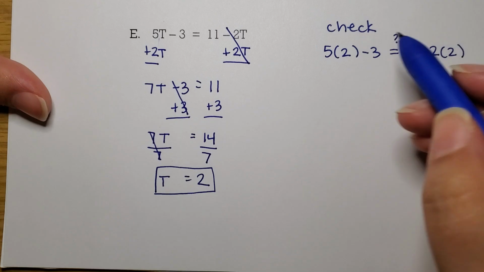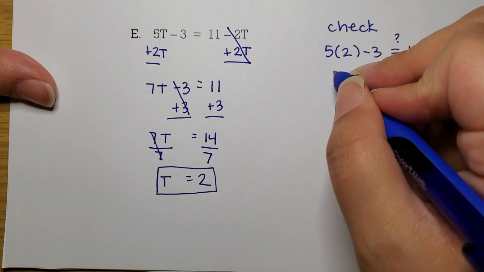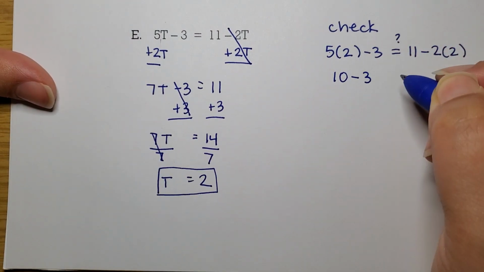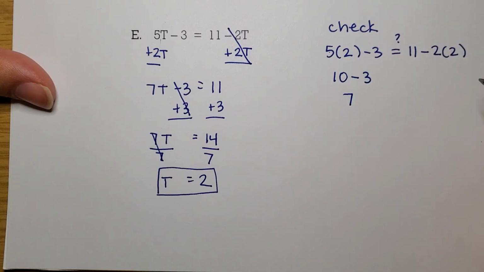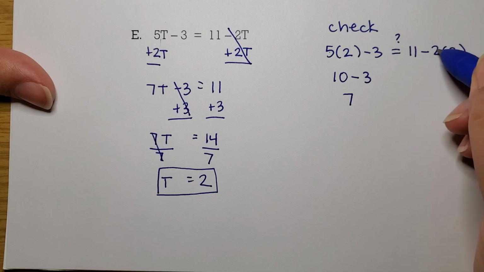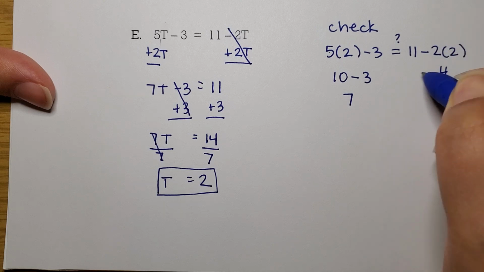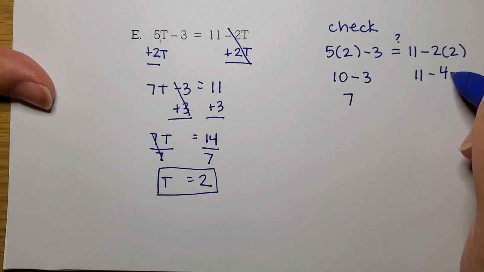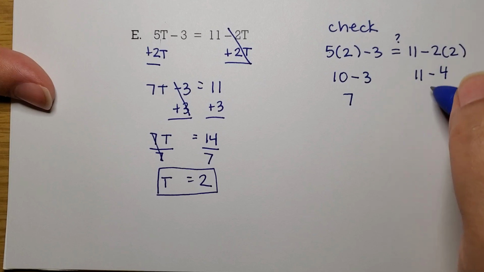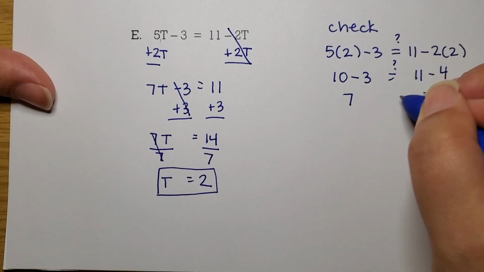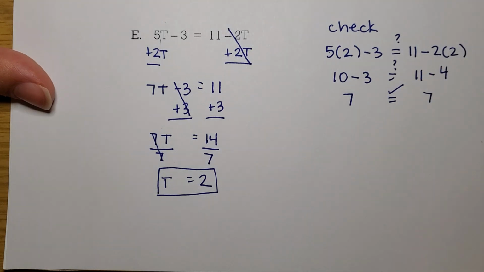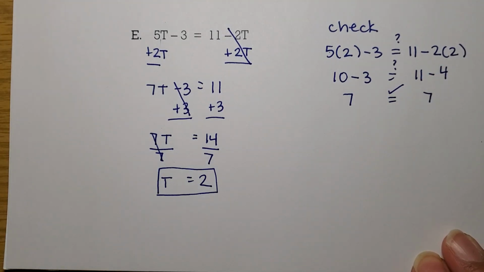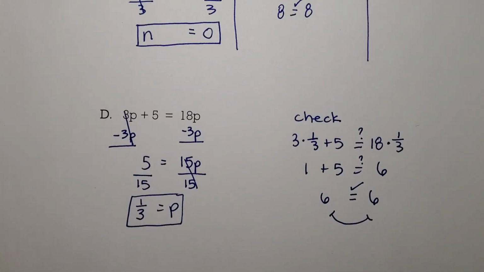Okay. Order of operations. 5 times 2 is 10. And 10 take away 3 is 7. 2 times 2 is 4. And 11, 10, 9, 8, 7. 7 is equal to 7. All right. Let's do one last equation together.